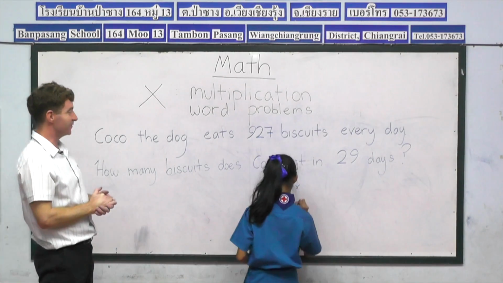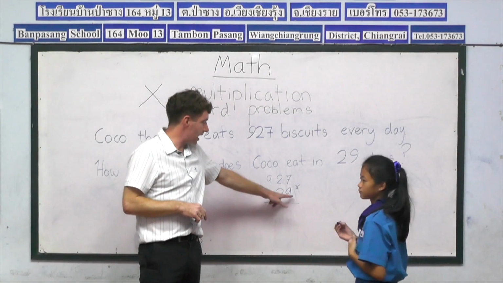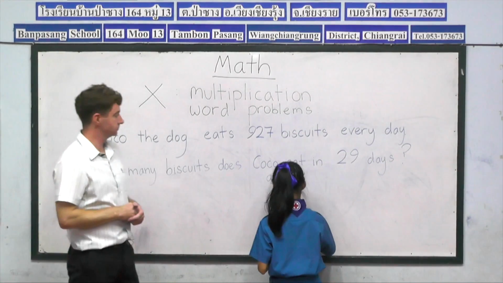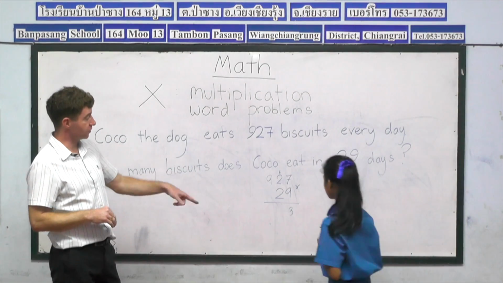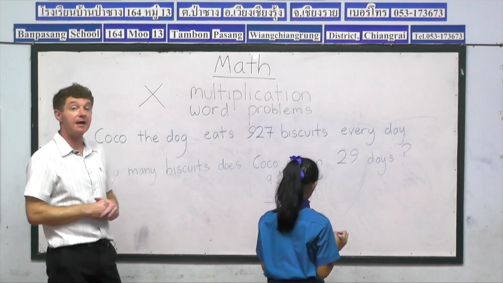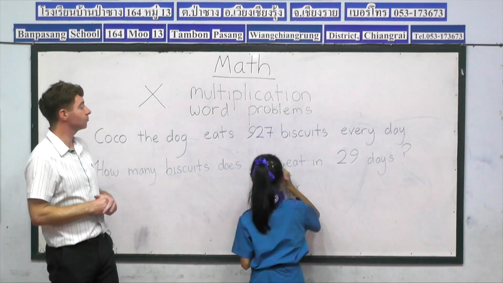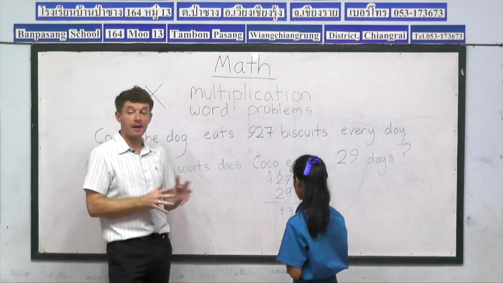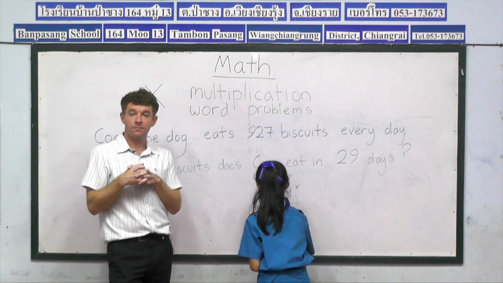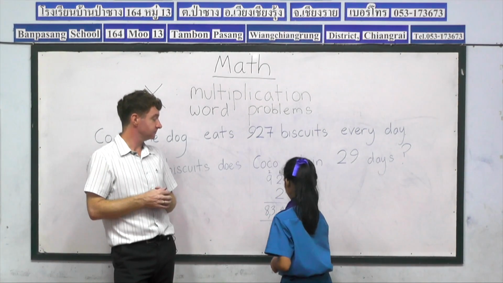Okay, so once again, we start with the ones column. 9 times 7, 63. Write the 3, carry the 6. 9 times 2 plus 6, 24. 9 times 9, 81. Plus the 2, 83.